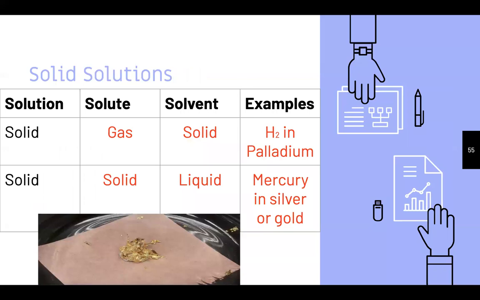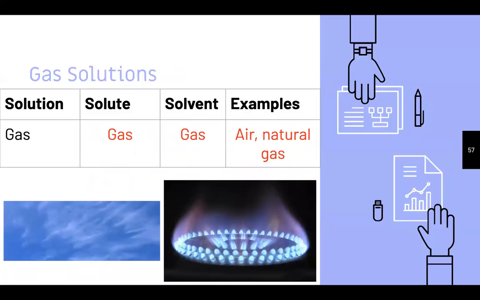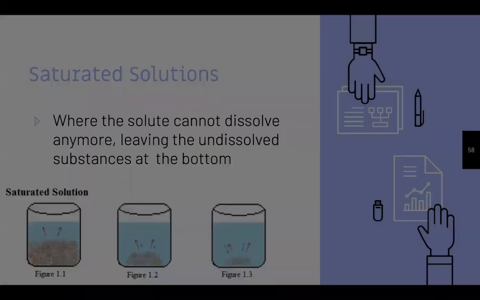Here's a chart of solid solutions, just knowing what the solution does produce, and some examples. We have liquid solutions and some examples down below as well: seltzer water, alcoholic drinks, tea, salt water, things like that. And gas solutions: air and natural gas.